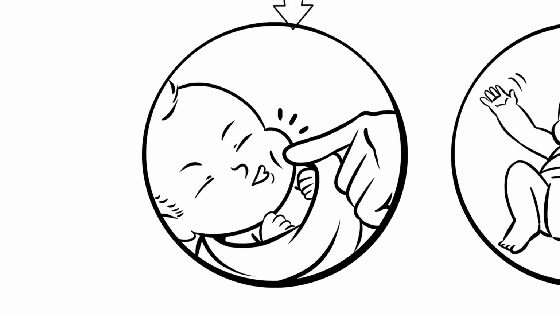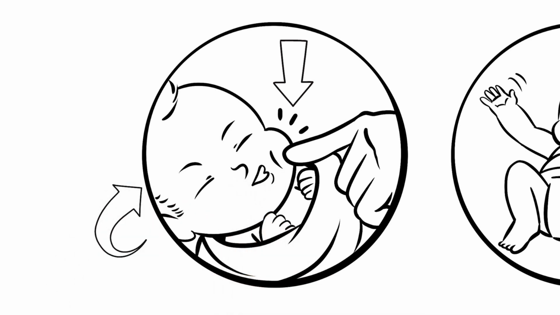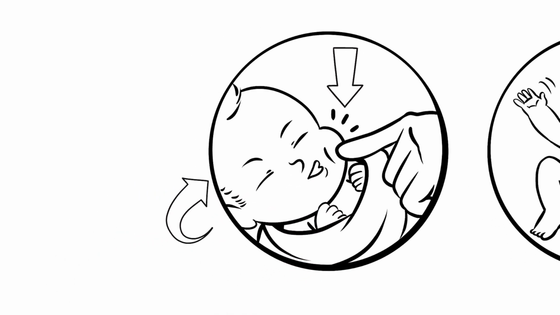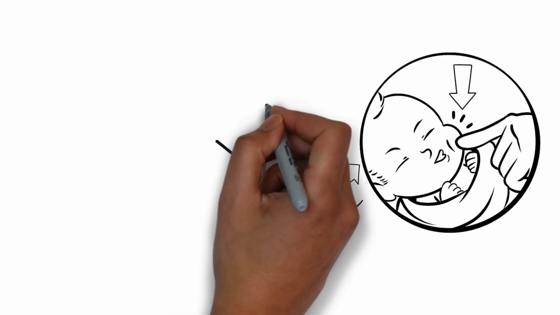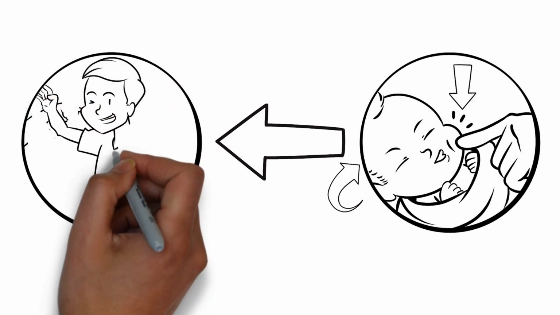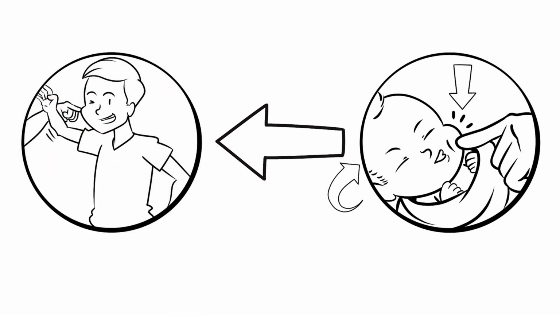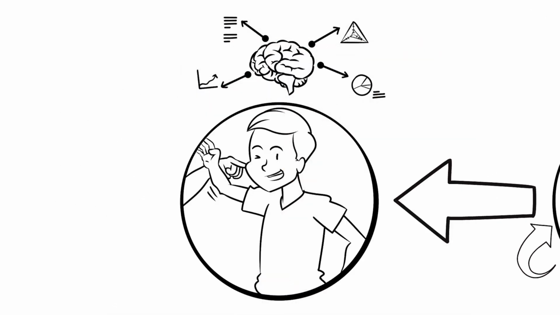For example, when you touch a baby's cheek, they turn their head, they open their mouth, and they start to suck. This is called the rooting reflex, and it actually helps the baby to find the mother's nipple for feeding. As you grow, these reflexes are inhibited, and they're replaced by voluntary movements that we can now control. But they play an important role in your development.